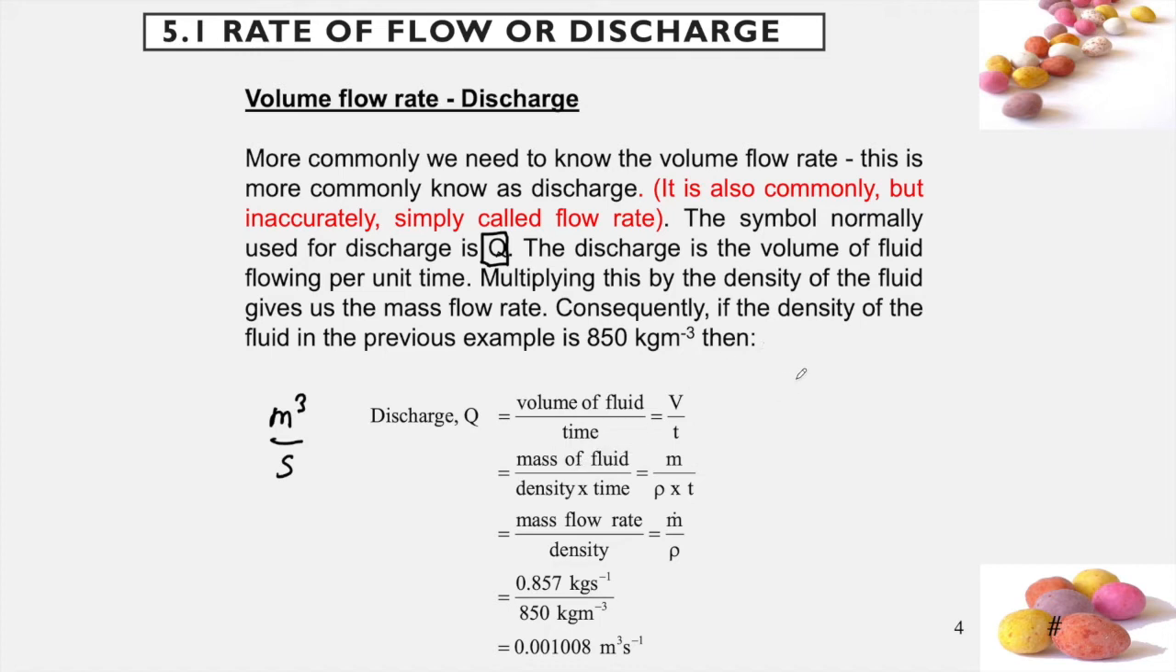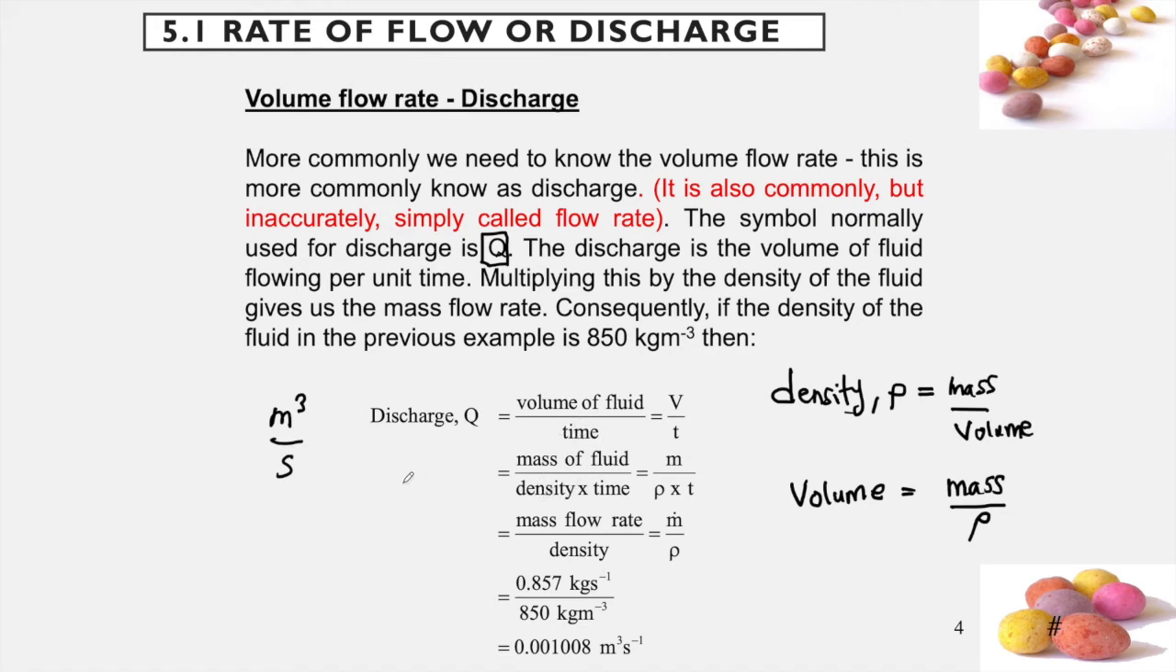Why? Because we know that if only the density information is given in the question, density is mass over volume. Am I right? So in order for you to determine the volume of this flow, you need to rearrange this equation so that volume equals mass divided by density. Therefore you will get this equation. Substitute into this equation, and you will get mass of the fluid over density.